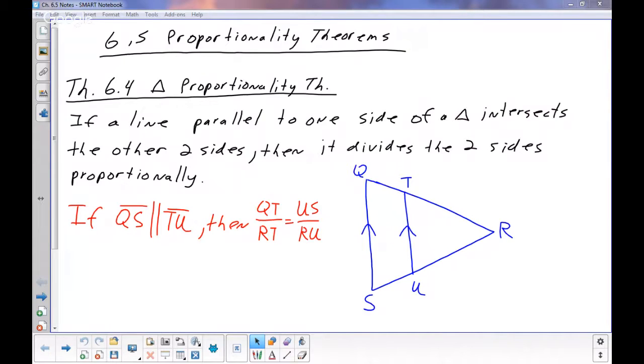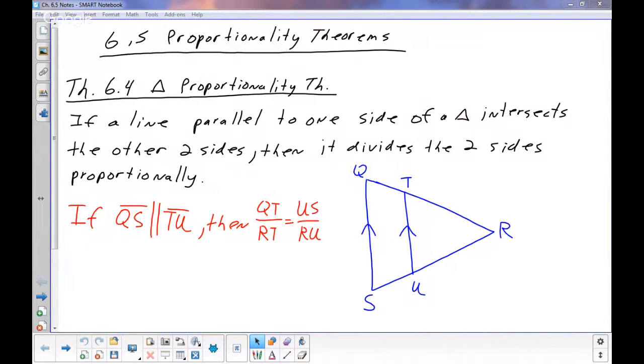So what we have here is that QS and TU are parallel. Now, again, TU does not necessarily mean it's a midsegment. It doesn't mean it goes to the midpoints. If it does, easy. It's a 1-to-1 ratio for the sides. The midsegment theorem follows this theorem. This theorem actually holds true for it. But this means anywhere. TU can be anywhere. It can be really close to QS, it can be closer to R.